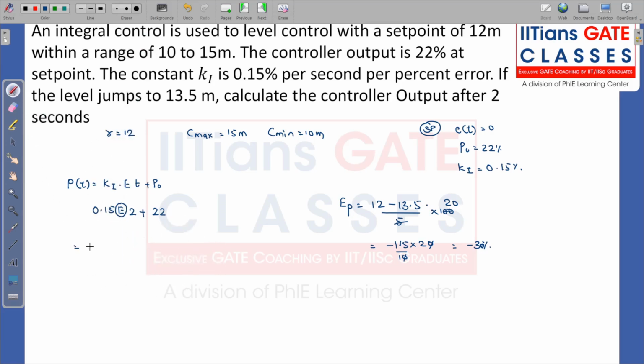So if I plug this over here, minus 0.15 into 30 into 2 plus 22. So by 100, if I remove this, 0, 0 cancel, 0, 0 cancel. So this is 9 minus 9 plus 22. So this comes out to be plus 13%. So the answer to this question is 13%. Okay, very, very simple question.